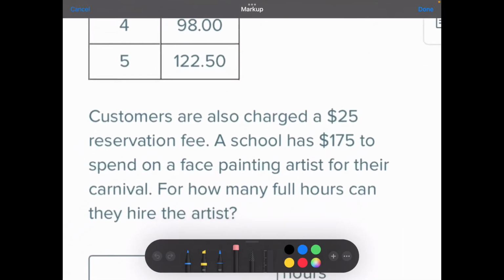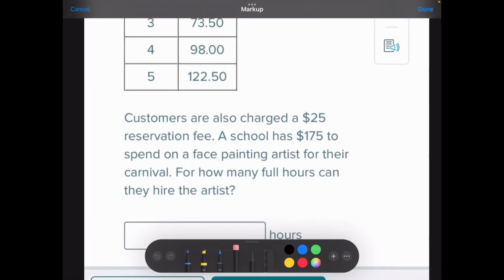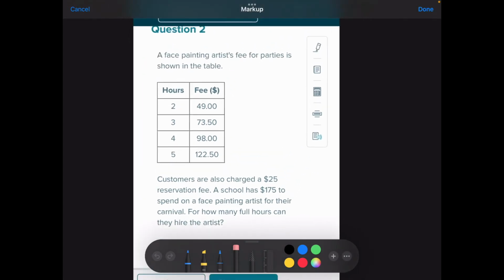It says here, customers are also charged $25 reservation fee. So what that means is no matter how long this person is there painting faces, that person is going to charge $25 to be there. Whether they're there for 2 hours or 5, or anywhere in between, they're going to charge $25 no matter what. And then it says a school has $175 to spend on face painting artists for their carnival. So for how many full hours can they hire this artist, okay?